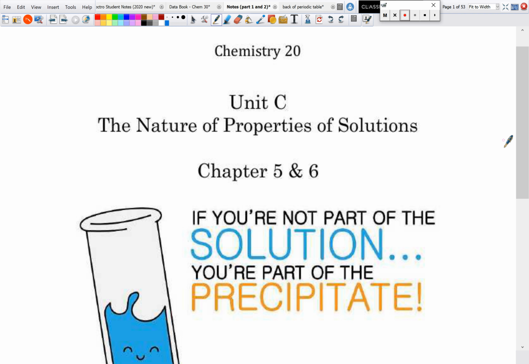All right, welcome back. So today we are going to be starting our third unit, or Unit C, where we're going to be looking at solutions. So these are going to correspond to chapters 5 and 6. And of course, if you do have a textbook or your digital textbook, chapter 5 we're just going to be looking at properties of solutions, where 6 we're going to focus on acids and bases.